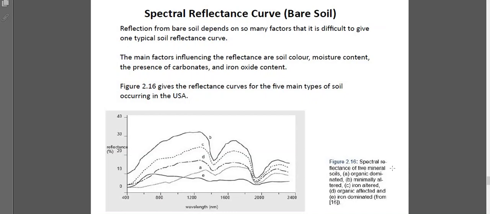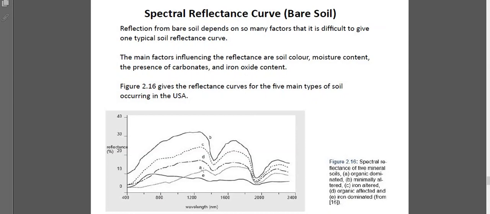NASA and the advanced countries which have satellites have done thousands of experiments in their labs on different types of soil: iron dominated, nitrogen dominated, carbon dominated, calcium dominated. They perform experiments, develop their spectral reflectance curves, and have a good understanding of their spectral signatures. So when they get any satellite image, their scientists get an idea of what type of soil and what type of minerals are there. So this is a very important lecture on spectral response curves.